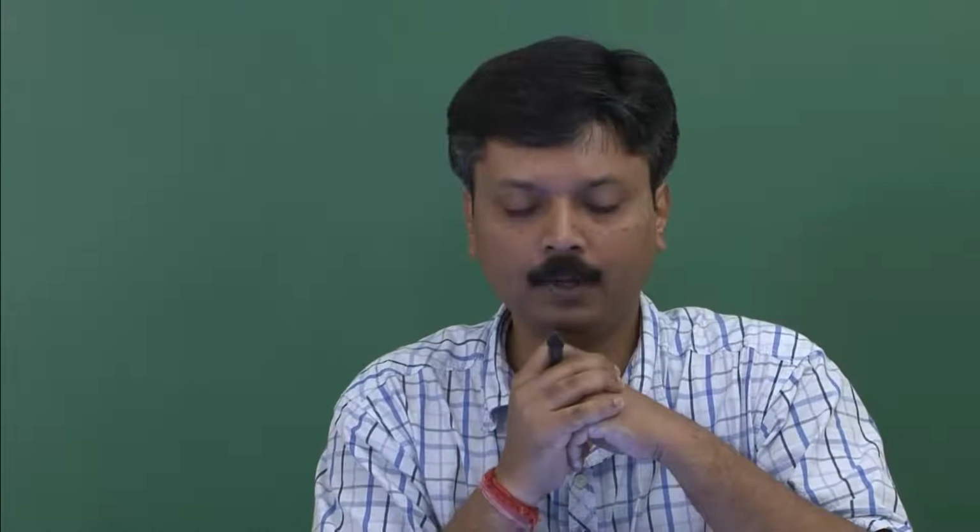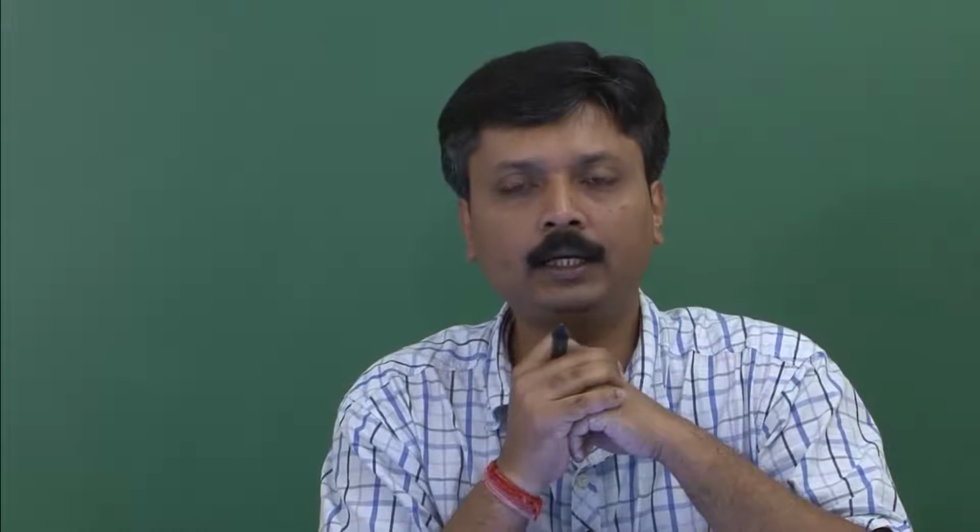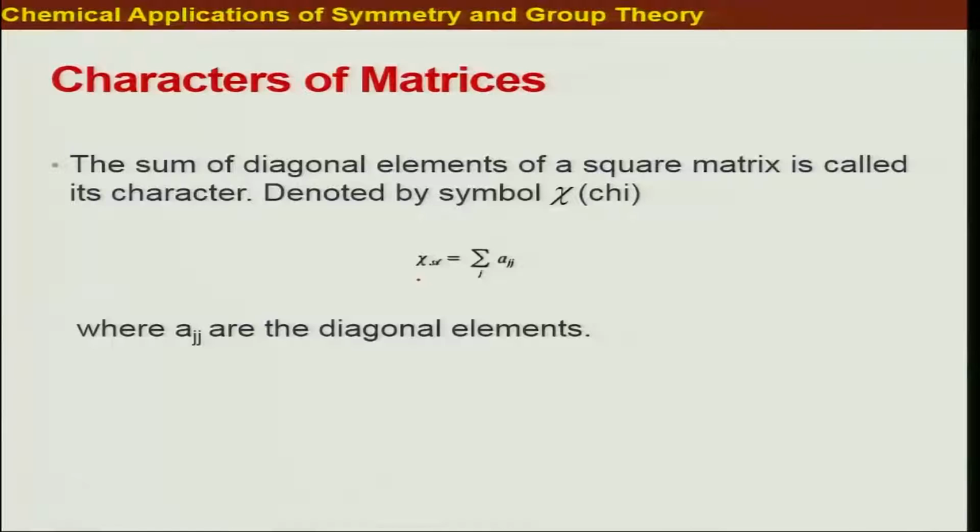Now, what is more intriguing about this representation using matrices is the trace of the matrix. So, what is the trace of the matrix? The trace of the matrix is the sum of all the diagonal elements of a square matrix. Here this chi symbol is used for the trace of a matrix, and you can see that all the diagonal elements are summed up here.